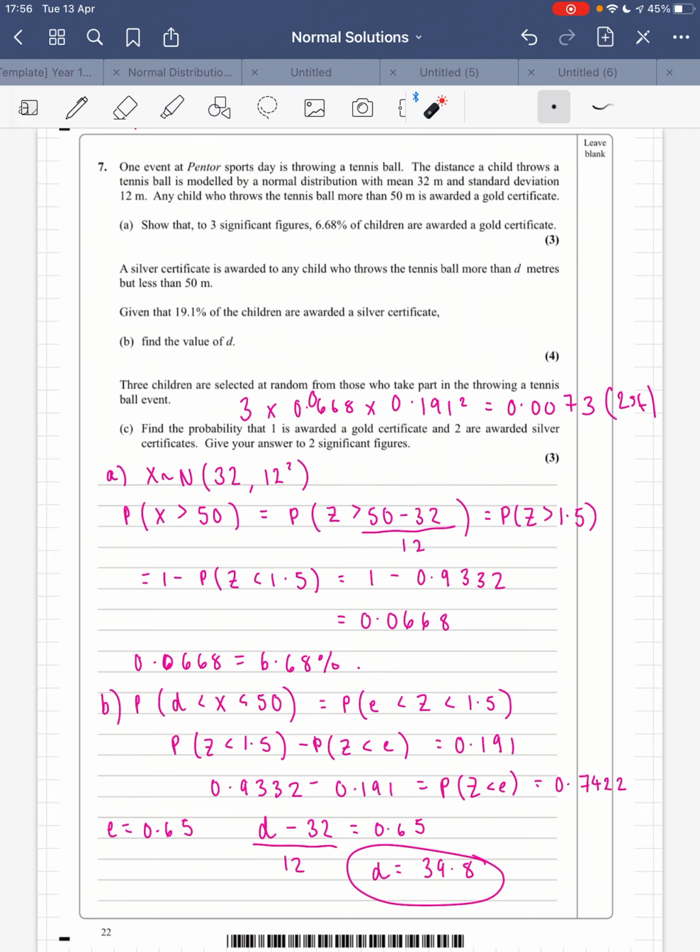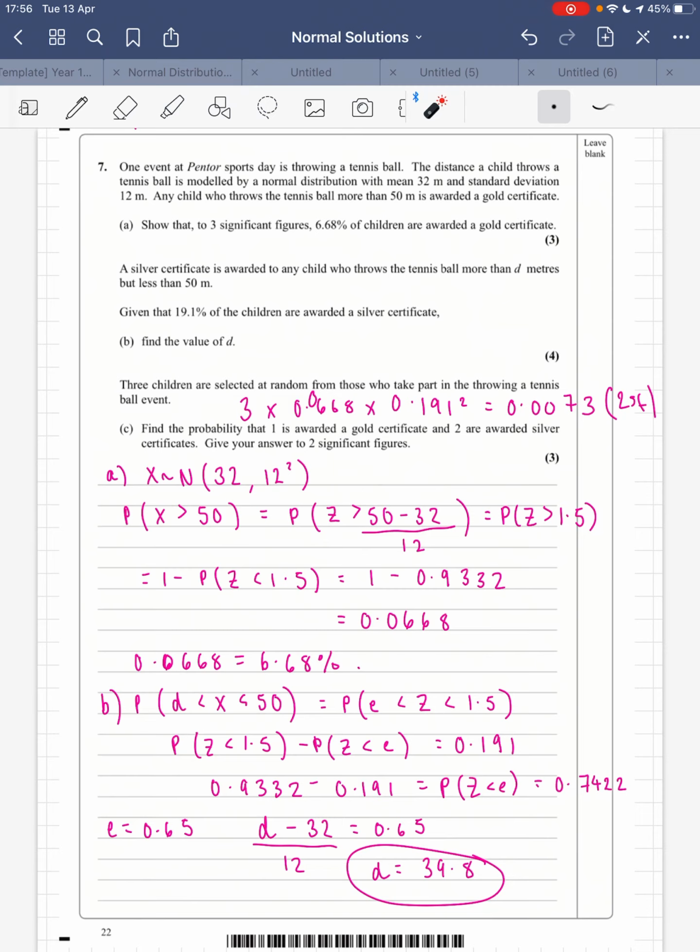Part B, a silver certificate is awarded to any child who throws the tennis ball more than d meters but less than 50. Given that 19.1% of the children are awarded a certificate, find the value of D. So we're finding the probability that X is between D and 50.